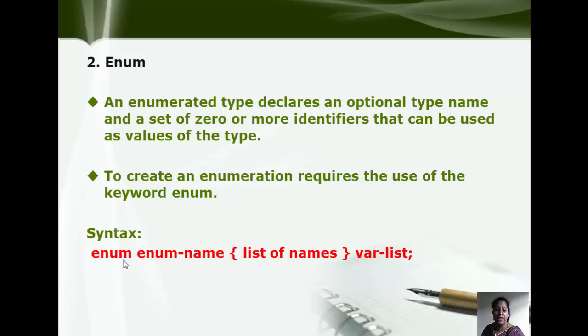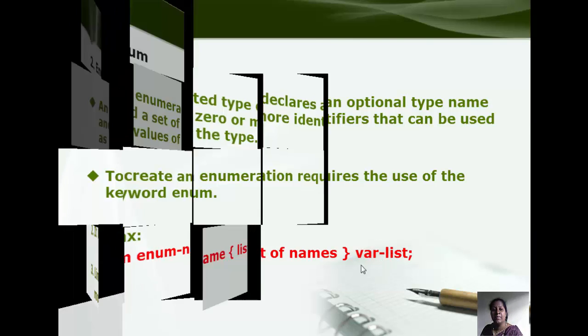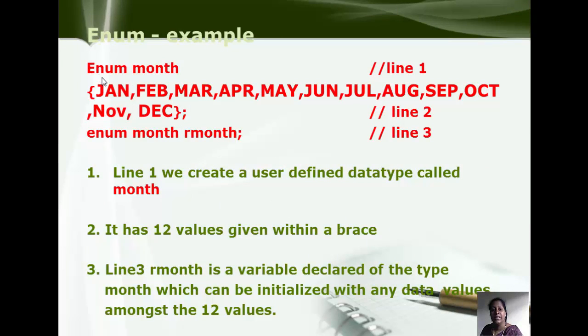We have the keyword enum followed by the name of the enumerated data type, the list of the values it can take, followed by the list of the variables. As an example, enum is a keyword, then month is the name of the new enumerated data type that you create, and this is line 1 of your declaration. In your second line you have the 12 months of the year. January, February, March, April, May are the list of values that your month can take.